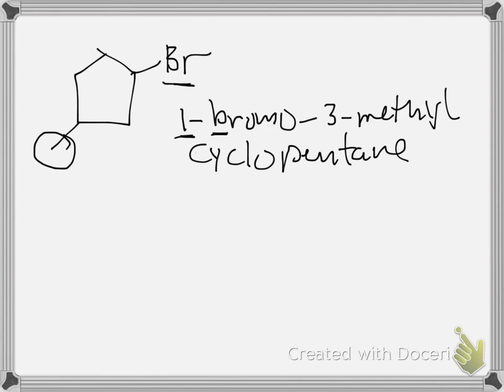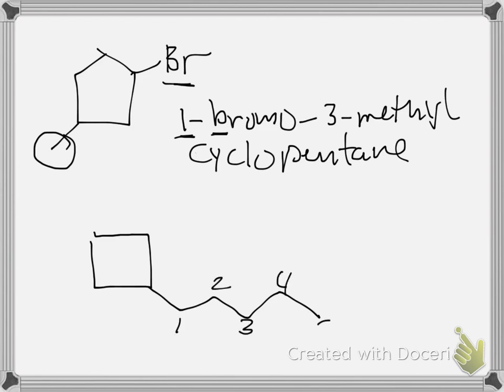Now, some of you are probably already thinking, what happens if I have a carbon chain that is longer than the ring? So for instance, in this situation, I have a carbon chain that is longer than the ring. The carbon chain is 1, 2, 3, 4, 5 carbons long, and obviously the ring is only 4 carbons.